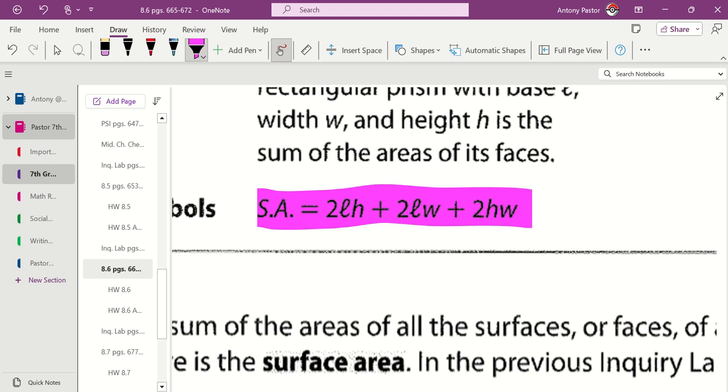The other method I taught you is if they're saying, I need specifics. I need to know what the front is. I need to know what the back is. I need to know what the top and bottom are. If you just need to find the total surface area of the shape, just use this.